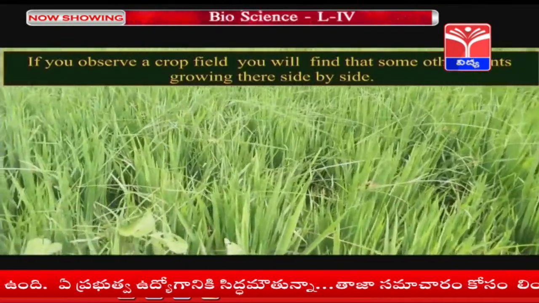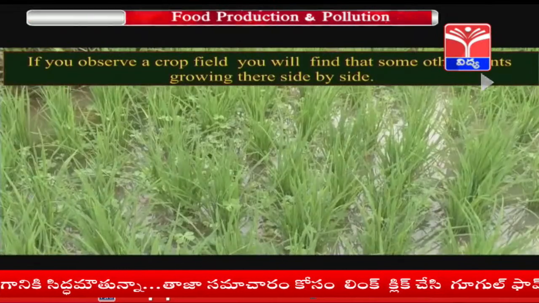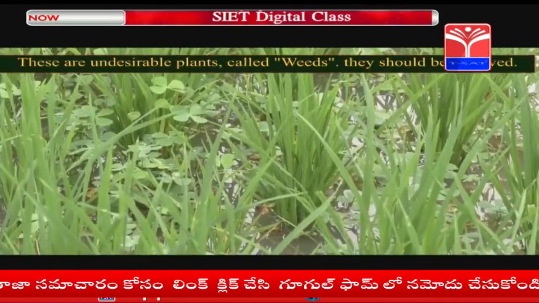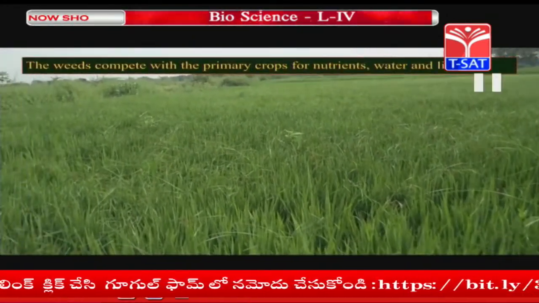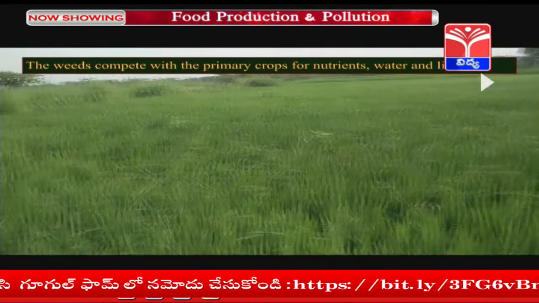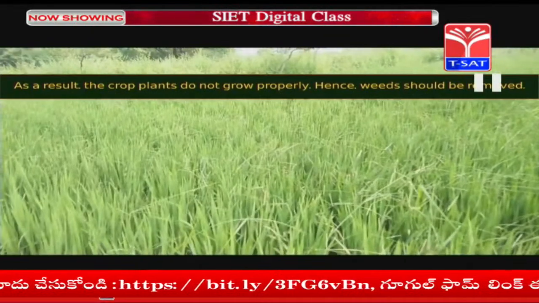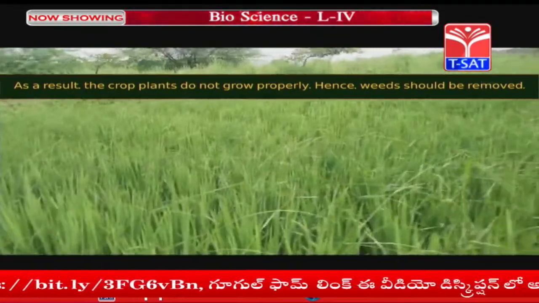If you observe a crop field, you will find that some other plants are growing there side by side. These are undesirable plants called weeds. They should be removed. Why should weeds be removed? These weeds compete with the primary crops for nutrients, water and light. As a result, the crop plants do not grow properly, hence weeds should be removed.